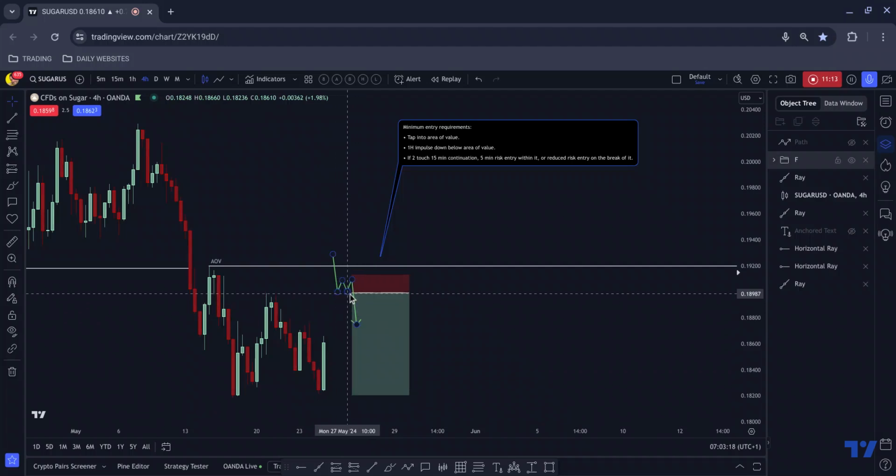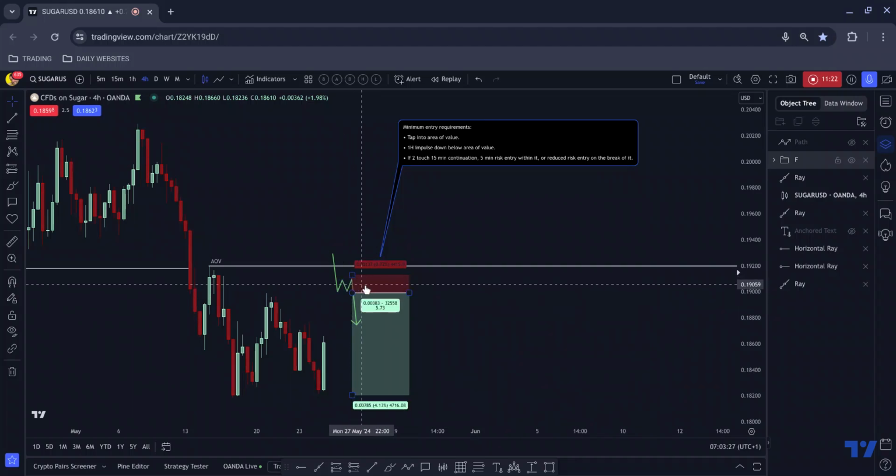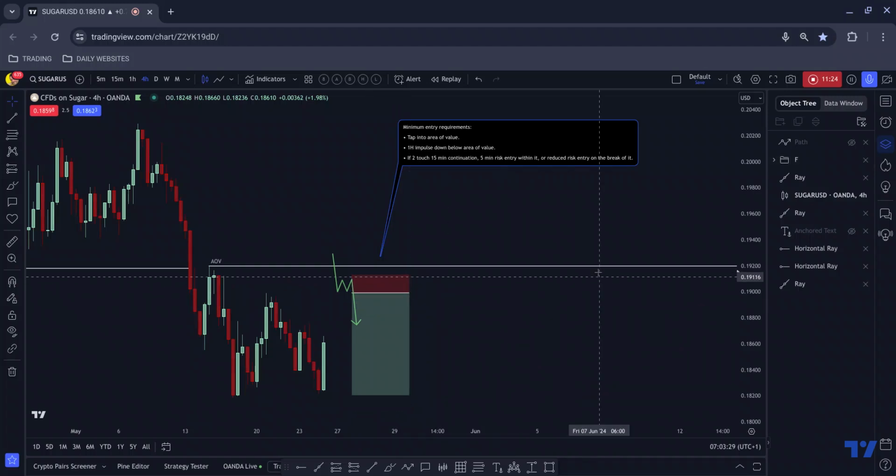After we got the two bottoms, I would wait for price to push back up. And if we tap the first high again, I would look for an entry from here and cancel the original order. And if we didn't push all the way up to here, I would just let this order trigger me in. So I've got an alert set just above the area of value.